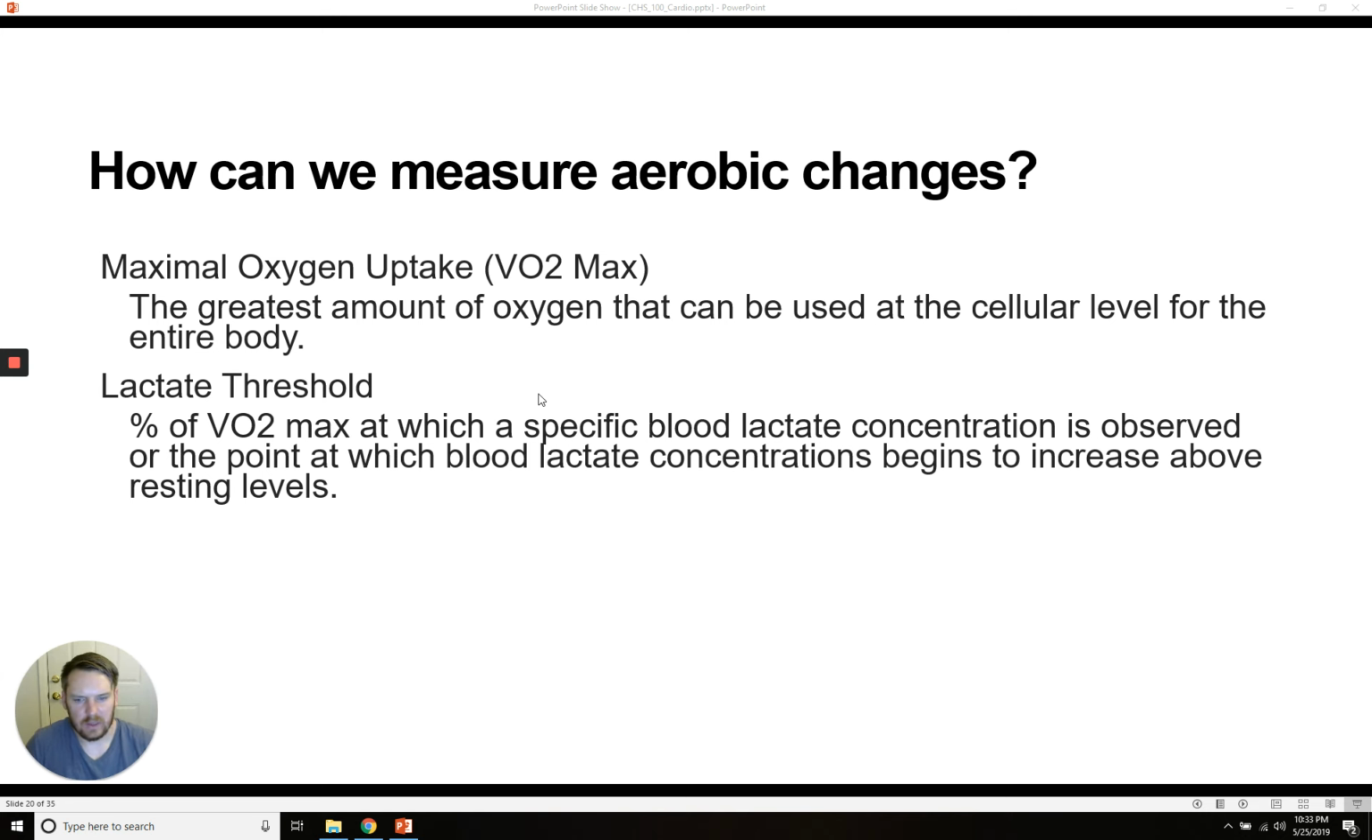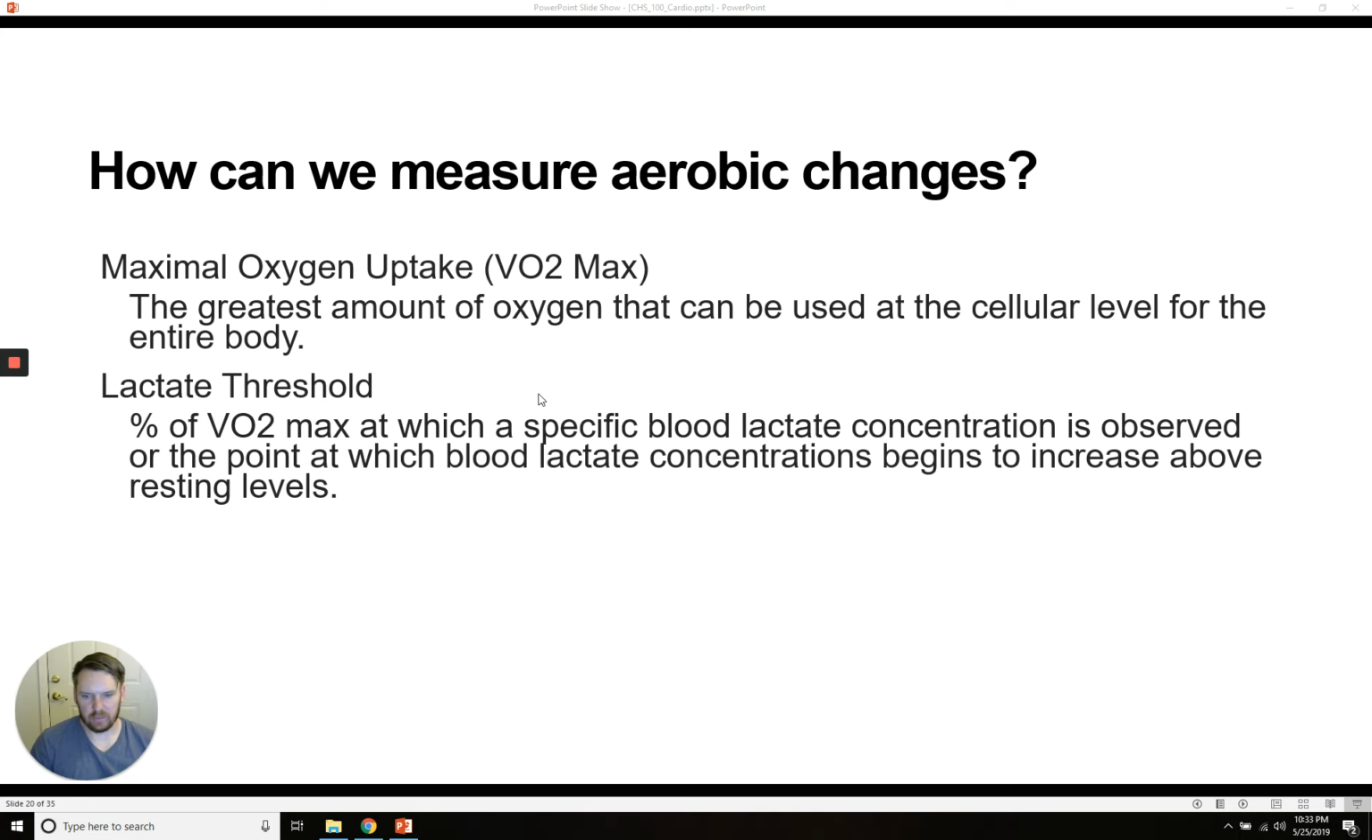Now, another common one is the lactate threshold. If you've ever been running and reached a point where it became hard to carry a conversation, this is also known as the ventilatory threshold, which is pretty similar and usually correlates well with the lactate threshold. The lactate threshold is the percent of VO2 max at which blood lactate begins to accumulate beyond a point at which it can be buffered.